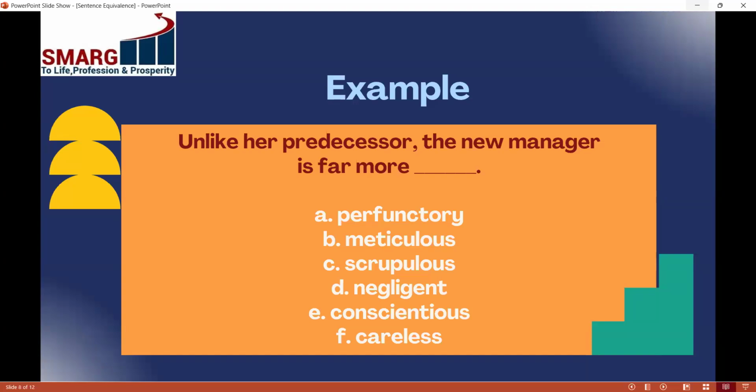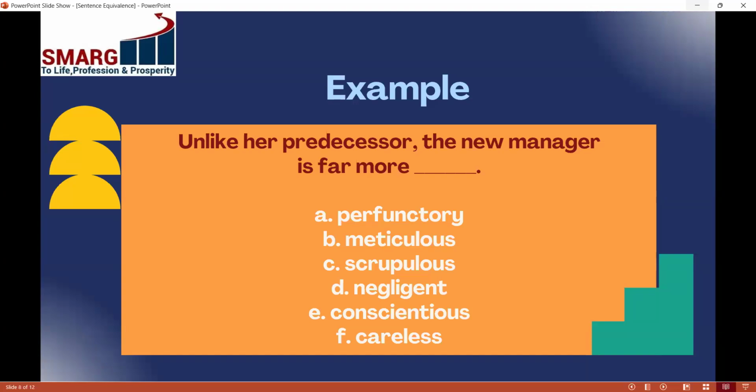Somebody else also said another word. Arif, I guess it was you. Yes, ma'am. Conscientious. So the correct answers happen to be meticulous and conscientious. Why? Ma'am, because if you're doing the comparison with the predecessor and going by the sense that she is a bit careless, then the new one might be better than her. So she'll be careful.